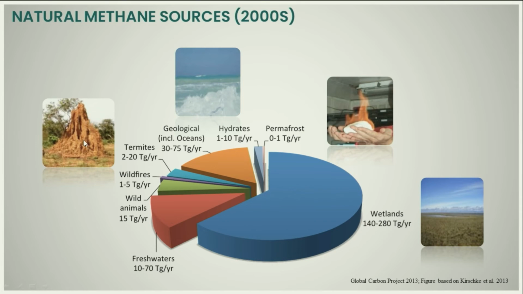Then there's some other ones here. Termites generate methane when they're busy as termites. Fires generate methane, and wild animals do the same thing as cows, and fresh water is a source of methane. So there's a lot of natural sources, but the biggest natural source is wetland.